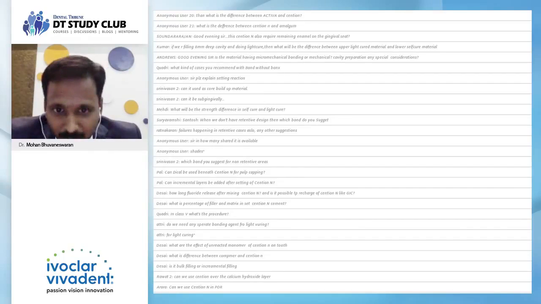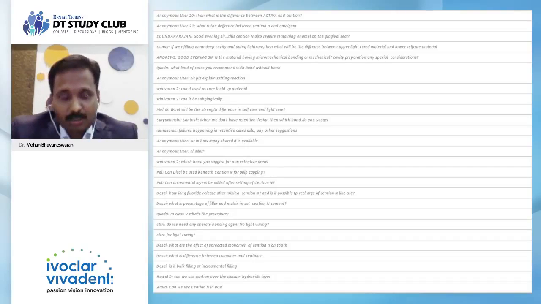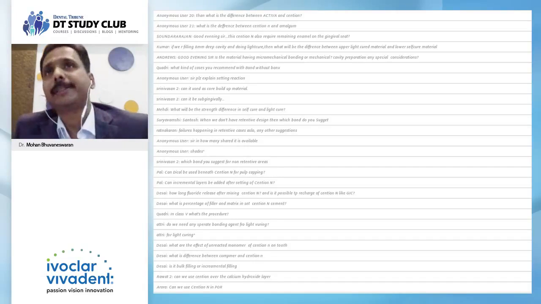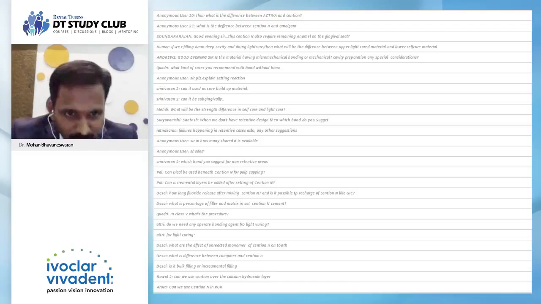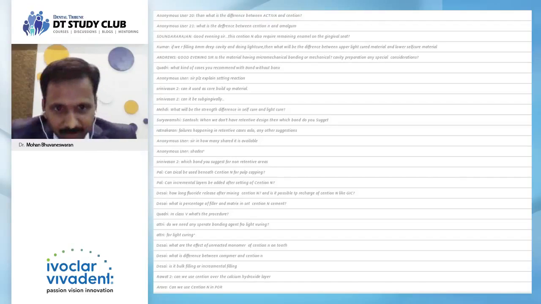When you don't have a retention design, which bond do you use? What you have is that any of your dental adhesives can be used, but again, please make sure that the cavo surface has enamel in it, right? That's the only key point. Otherwise, any of your dental adhesives can be used. Failures happening in retentive cases also.